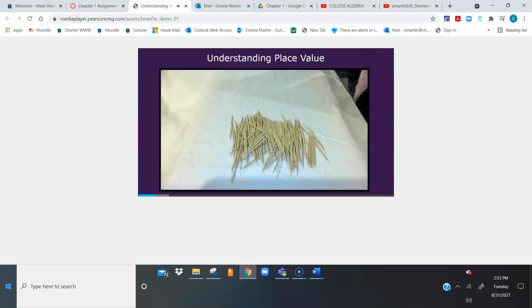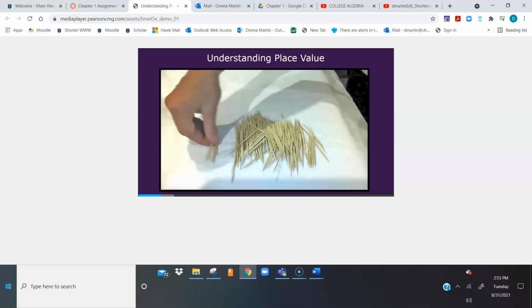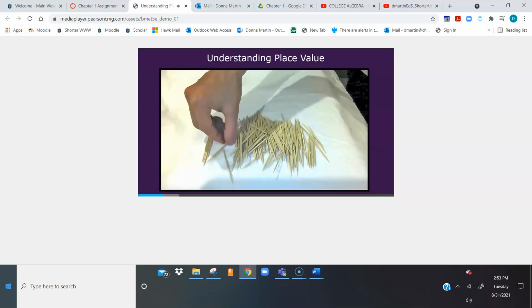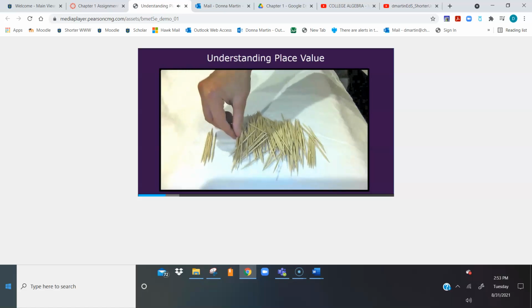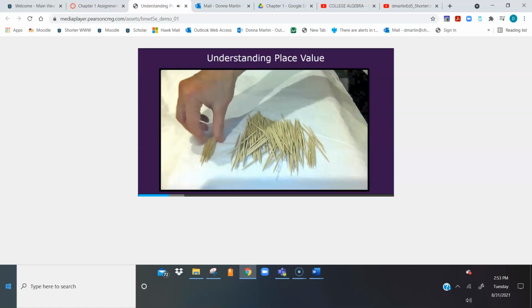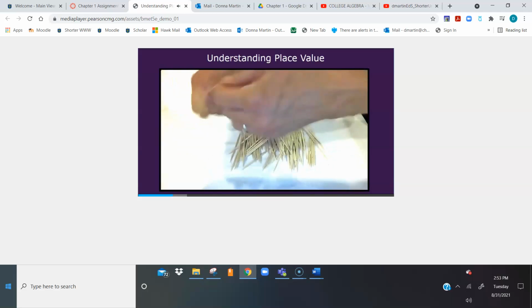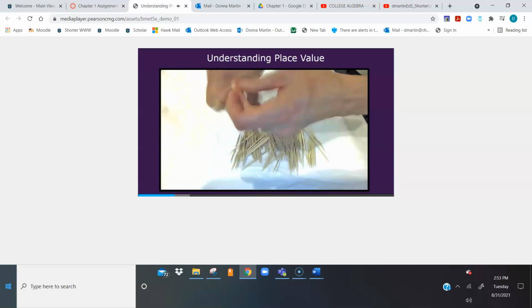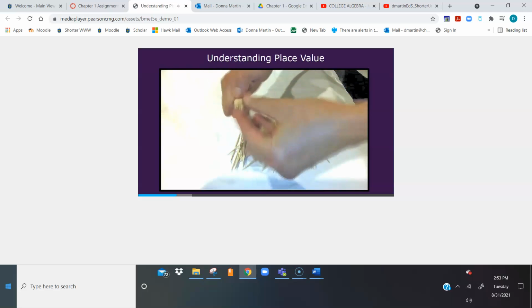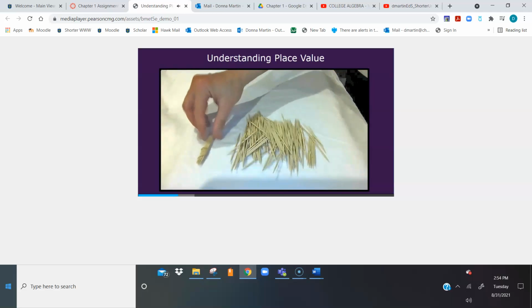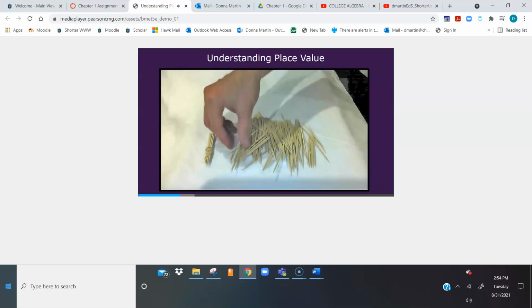So here are a bunch of toothpicks. How many are there? I could count them one by one, but I'm going to organize them in groups of 10. So every time I have 10, 6, 7, 8, 9, 10, I can bundle them up like this and put a rubber band around, and that makes one group of 10. So this is 110, and I can keep going.